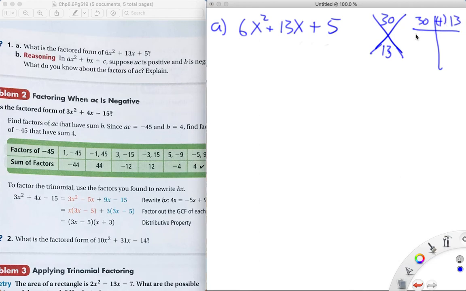So one factor is 1 times 30, and if I was to add those two guys up, I would get 31. 2 times 15, if I add those up, I get 17. 3 times 10, if I add those up, I get 13. Yay, so this is the one. So that means that my factor is going to be 3. Usually the lower number is first to the left, and then 10.